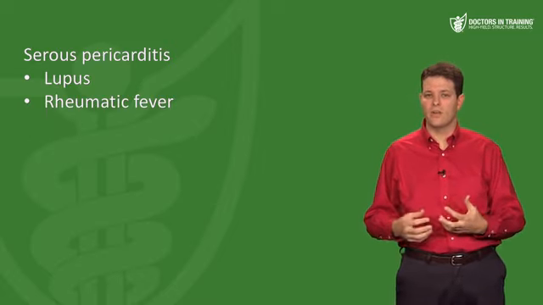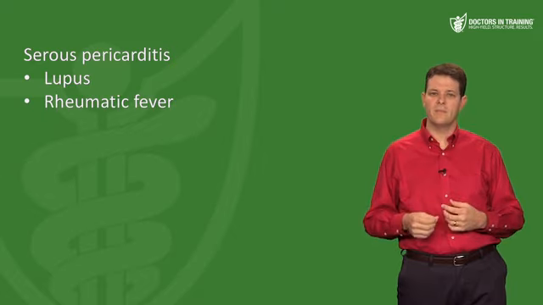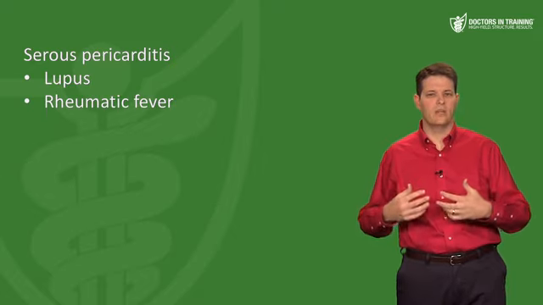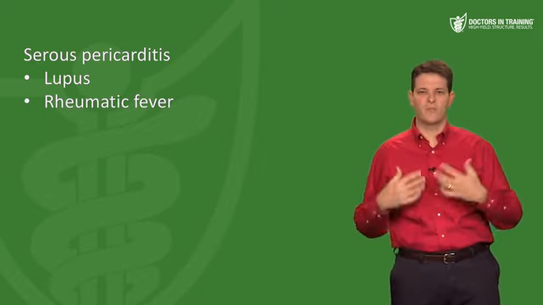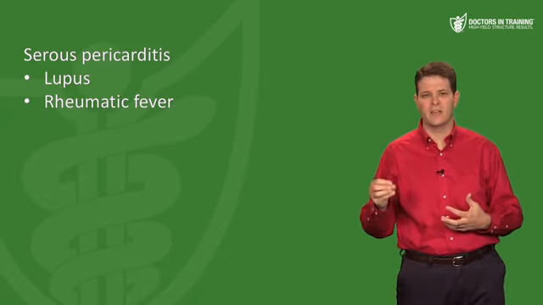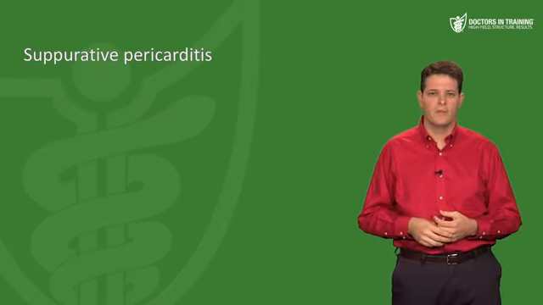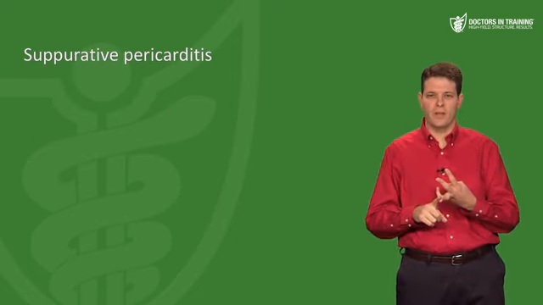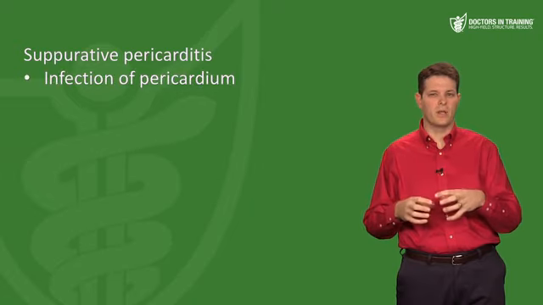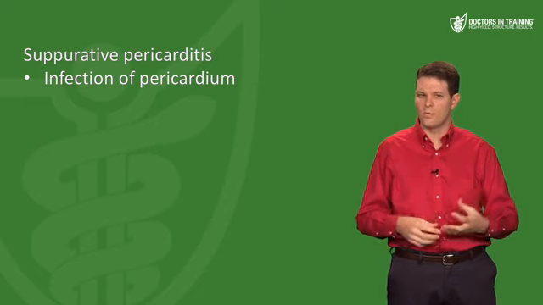Remember, we said rheumatic fever causes pancarditis, which involves the pericardium. But on your test, they might give you a patient with the classic presentation, pleuritic chest pain and a friction rub. Then they would have to give you something else to lead you to a specific diagnosis, like a positive ANA, which would suggest lupus pericarditis. Then there's also suppurative pericarditis, which is where you have an infection of the pericardium and pus in the pericardial space. That's what suppurative means, pus forming.